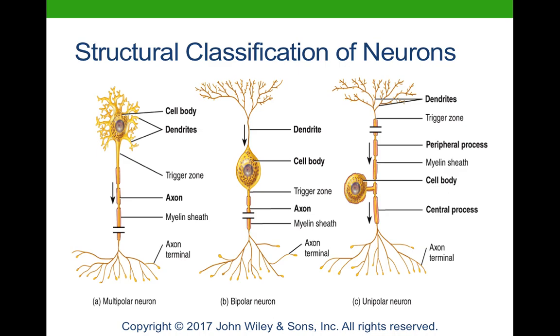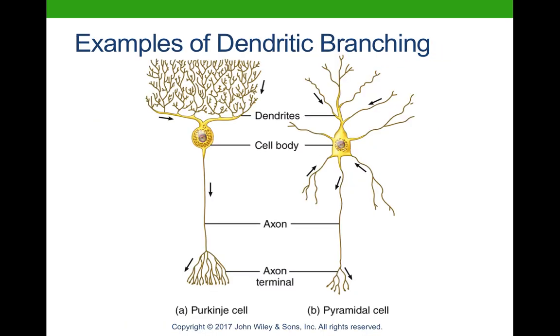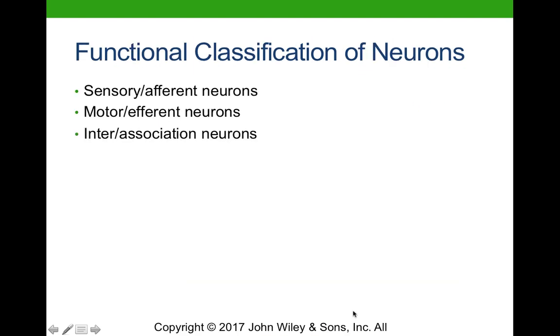Neurons are classified as multipolar, bipolar, and unipolar. Most neurons in our body are interneurons and are often named for the histologists who first described them, such as Purkinje cells, or named for the shape or appearance, such as pyramidal cells. Functionally, neurons can be classified based on the direction of nerve impulse propagation.